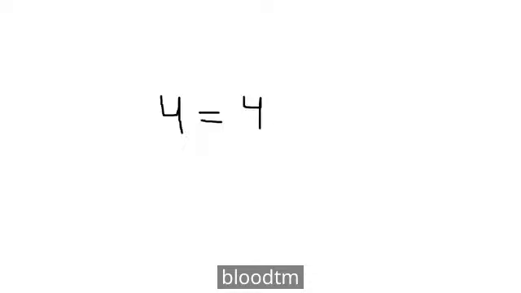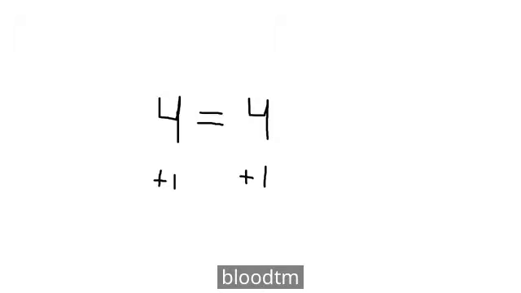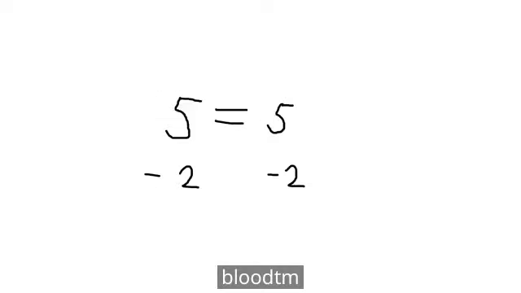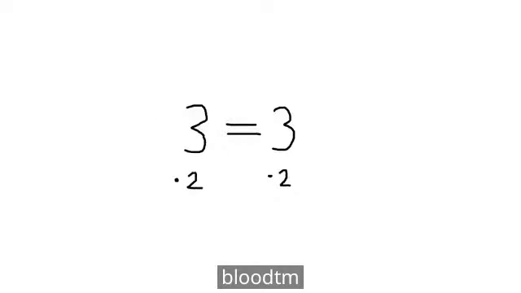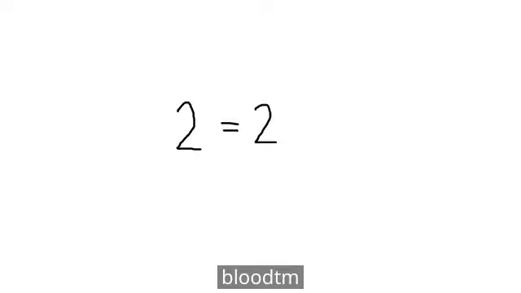Well, let's look at an obvious equality. 4 = 4. This is a true statement. If we add, subtract, multiply, or divide any number from both sides of this equation, we still get a true statement. 4 is still equal to 4, 5 is still equal to 5, 3 is still equal to 3, 6 is still equal to 6, and 2 is still equal to 2.